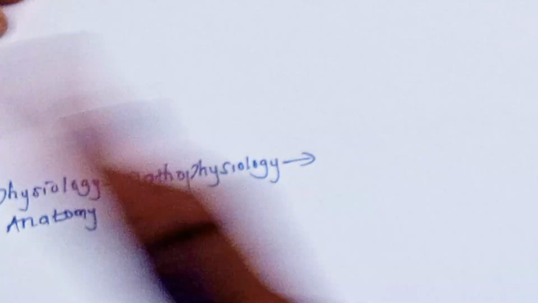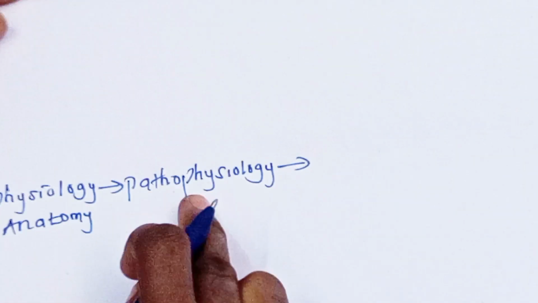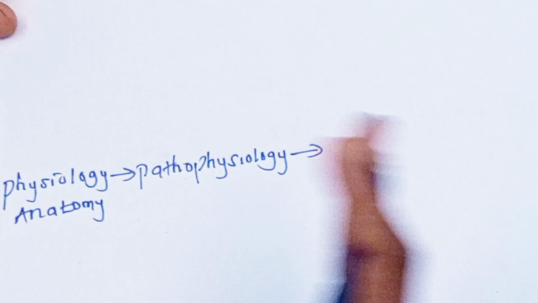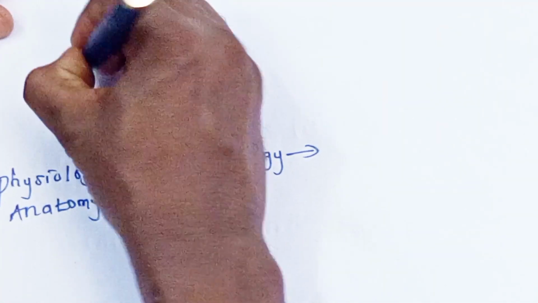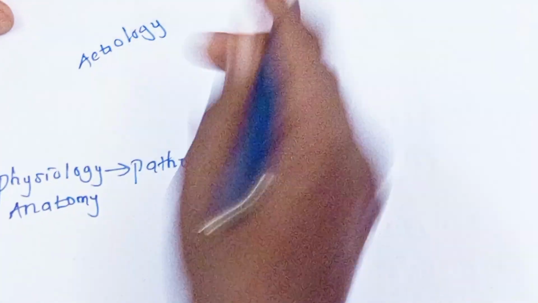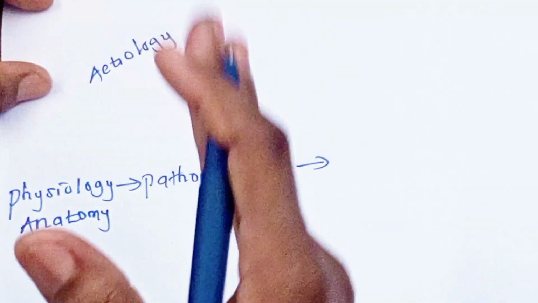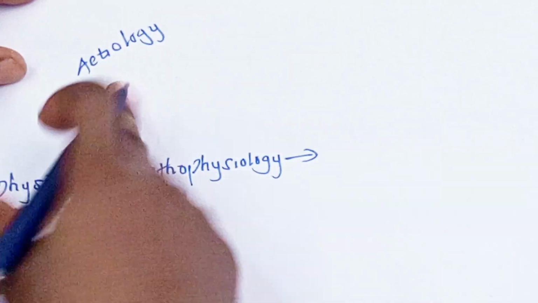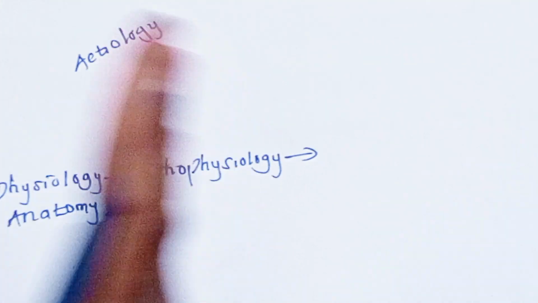So how do we know the natural cause of a disease? For us to know the natural cause of a disease, we must be well conversed with etiology. Etiology is the study of the cause of a disease, the study of the natural cause of a disease. So what does a disease cause?